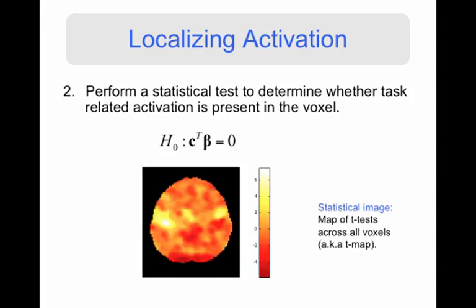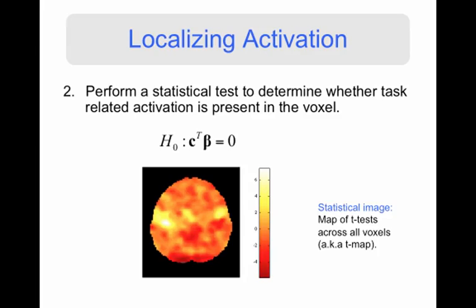Next, we perform a statistical test to determine whether or not the task-related activation is present in the voxel. So typically we perform tests such as testing whether or not c transpose beta is equal to 0. This is some sort of contrast. For example, in our example, we could see whether or not the beta corresponding to condition A minus the beta corresponding to condition B is equal to 0. This is equivalent to testing whether or not the betas for both conditions are the same. So we can test this by, for example, performing a t-test.